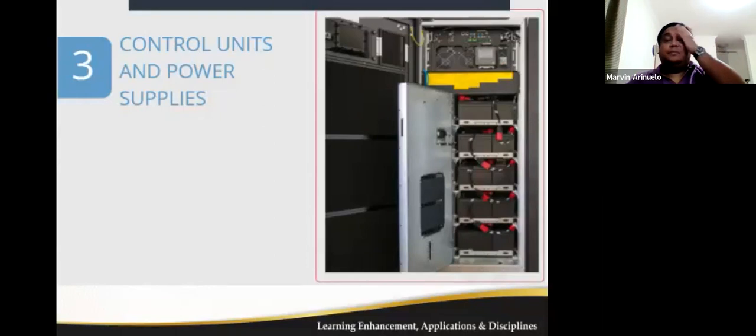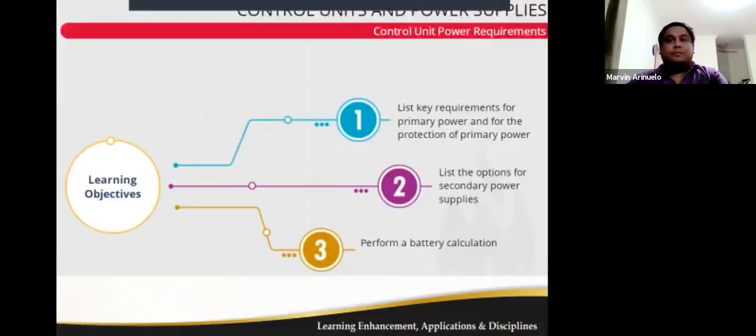Okay, let us discuss control unit and power supply. Our learning objective is to list the key requirements for primary power and the protection of primary power, list the options of secondary power supply, and we will also make a battery calculation.